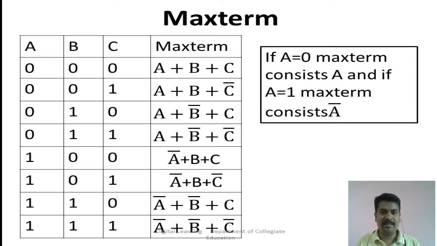So A plus B plus C bar. I have complemented C because C is 1. You're writing the maxterm: if the variable is 1, complement it. For 0 1 0, here B is 1, so B has to be complemented.